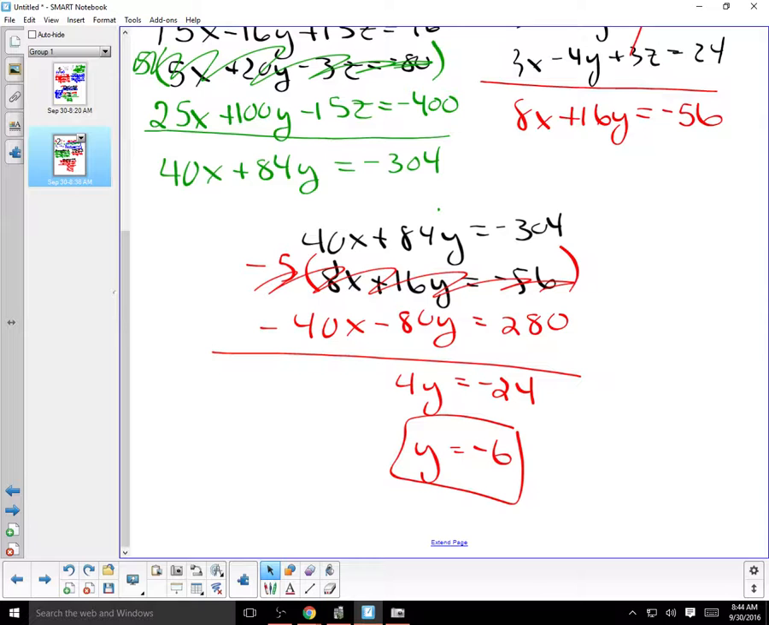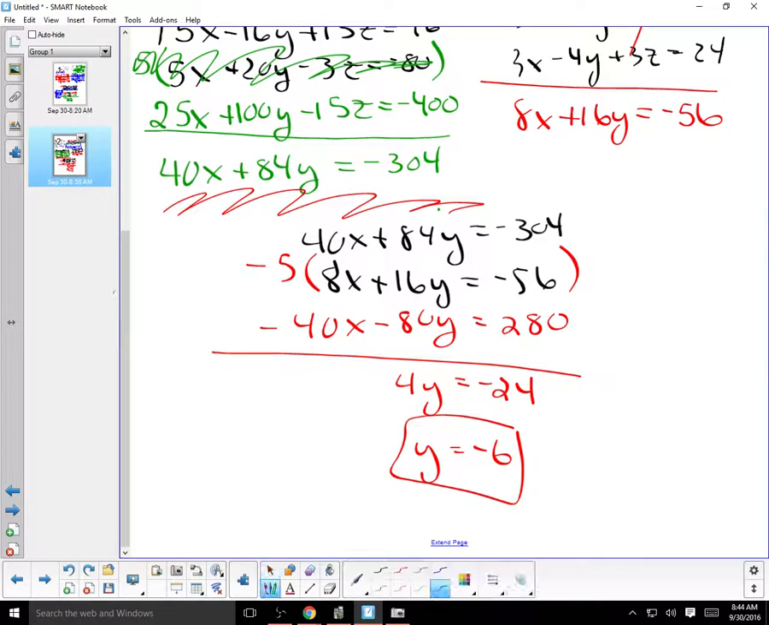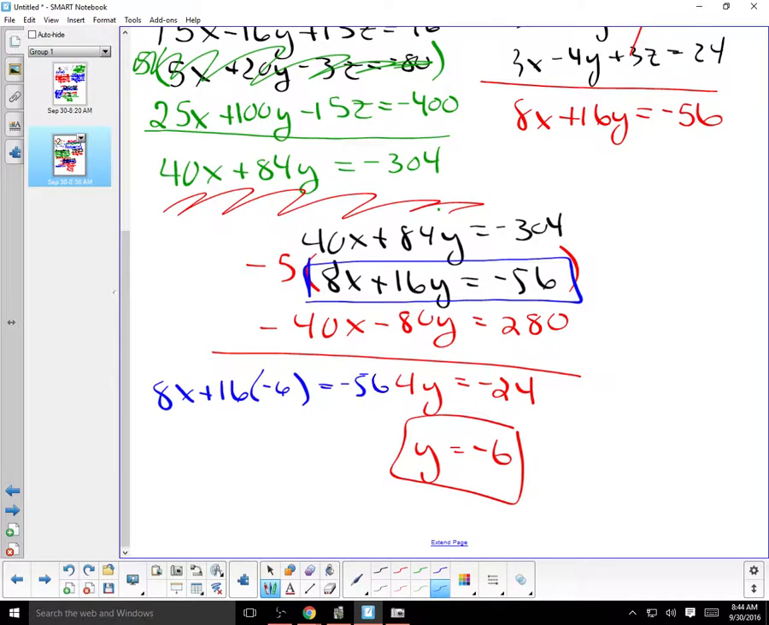Okay, I'm actually going to bring this one back because the numbers were smaller there, and I'd rather work with the smaller numbers. So I'm going to take this one right here, which was 8x plus 16 times -6 is equal to -56. 8x minus 96 is equal to -56.